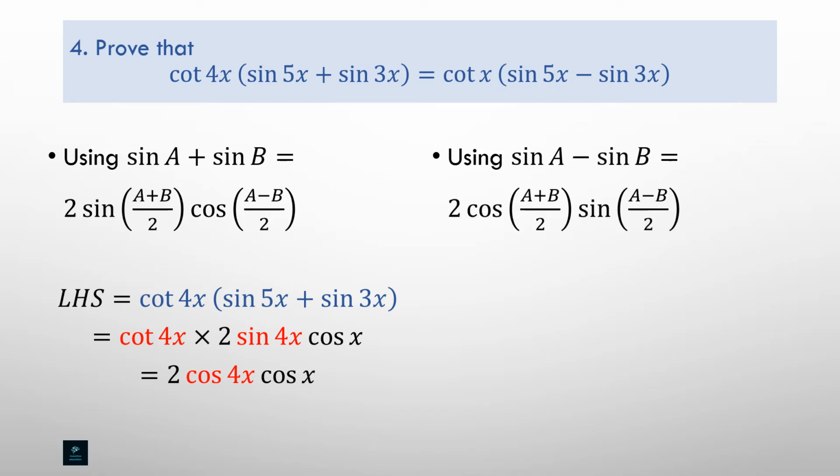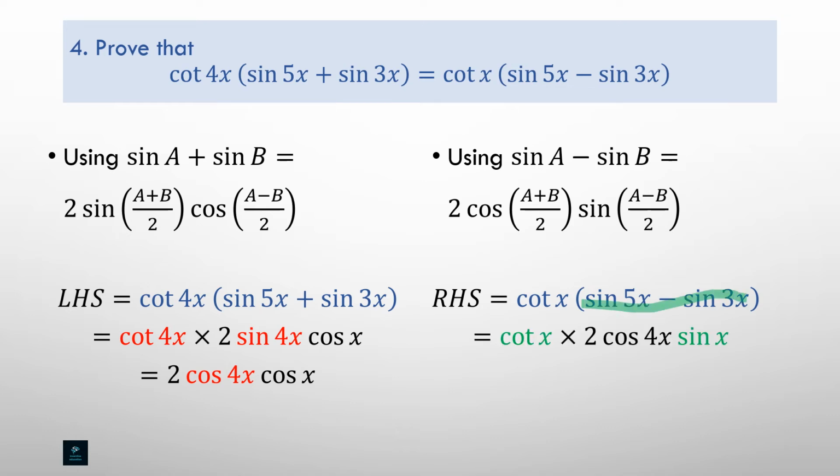Similarly, we will use the relation sin of a minus sin of b equal to 2 cos of (a plus b) by 2 times sin of (a minus b) by 2 on the right hand side of this equation. Therefore, the right hand side becomes cot of x times (sin of 5x minus sin of 3x), and we will use this relation on sin of 5x minus sin of 3x. Sin of 5x minus sin of 3x becomes 2 cos 4x times sin of x, and this is multiplied by cot of x. Cot of x times sin of x will give cos of x, and we get 2 cos 4x times cos of x.